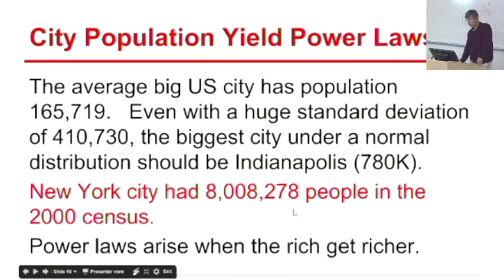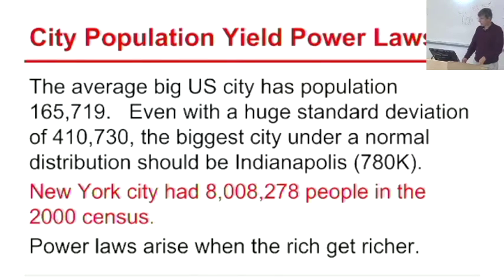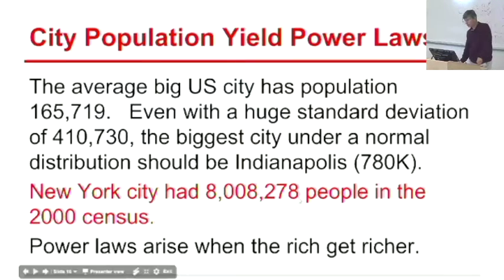But New York City has 8 million people. Okay, New York City is much more of an outlier than what you would get if cities were normally distributed. Okay? And that's because cities are not normally distributed.